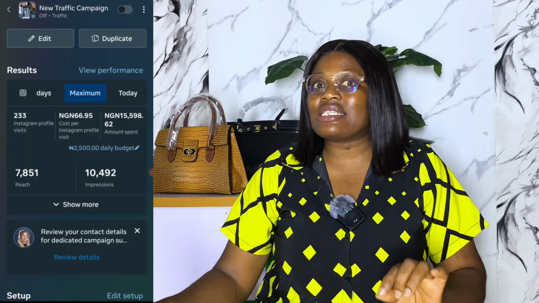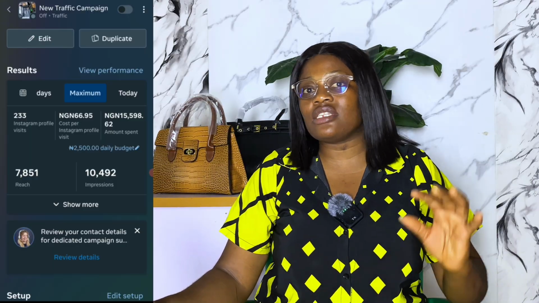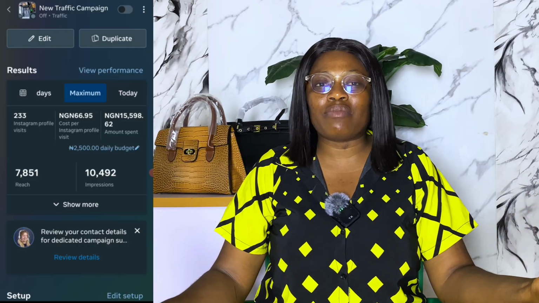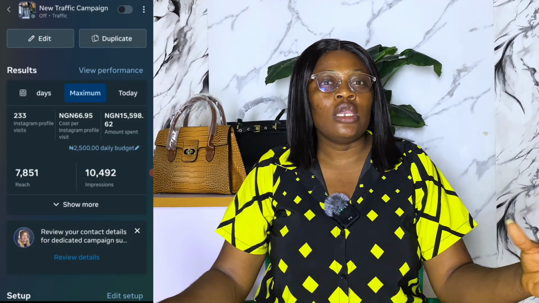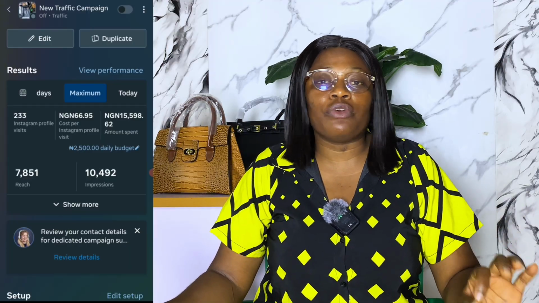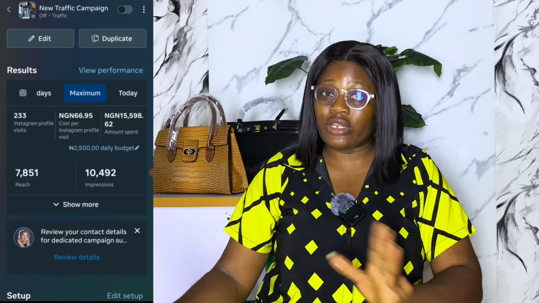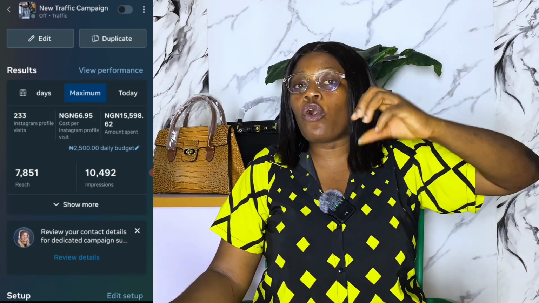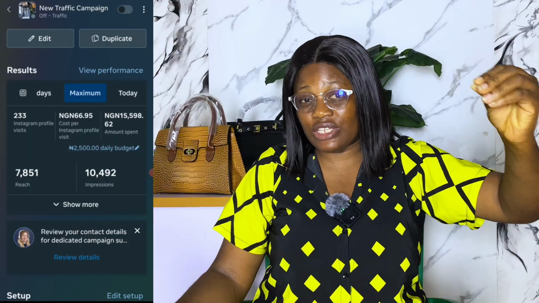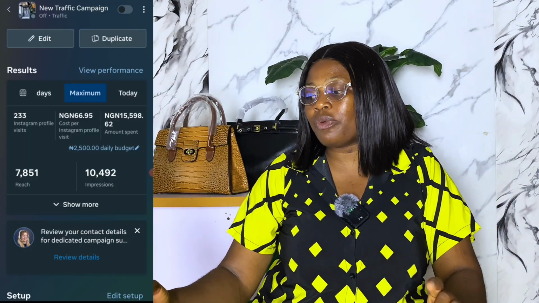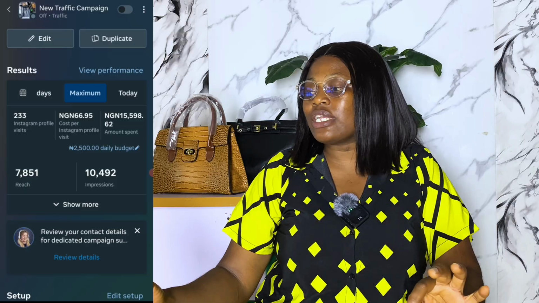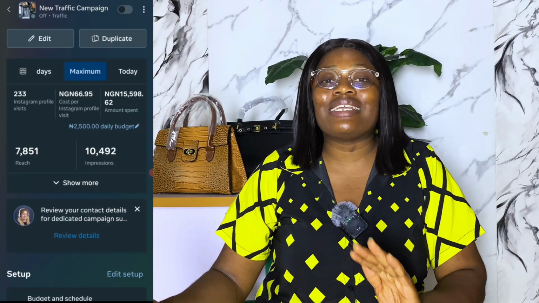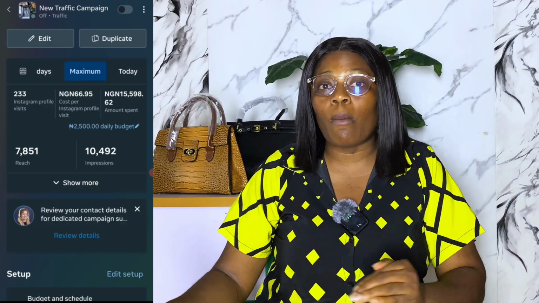The reason why it is 66 naira is that the price of the item I'm advertising is quite high, around 38,000 naira. If I were to be advertising my normal handbags that I sell for 20k, the cost per Instagram profile visit will not be up to this 66. So understand the difference. The higher the product price you're advertising, the higher the cost per click or the cost per profile visit. Note that. Okay, now you can see the cost per profile visit, 66 naira, which is not bad, and you can see the total amount I spent, 15,598. This was exactly what I spent, and this product was completely sold out.